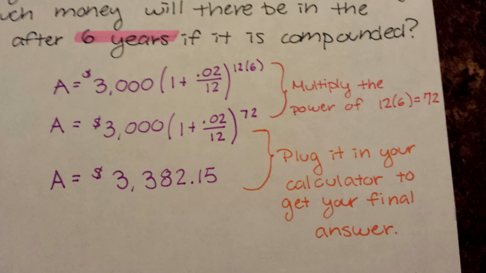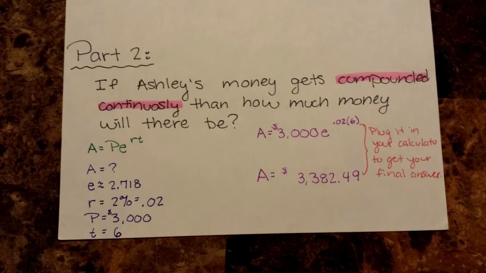That 72, you will have to plug it into your new equation, which is A equals $3,000(1 plus 0.02 over 12) to the power of 72. After that, you will just have to plug all of that into your calculator to get your final answer, which should give you A equals $3,382.15.